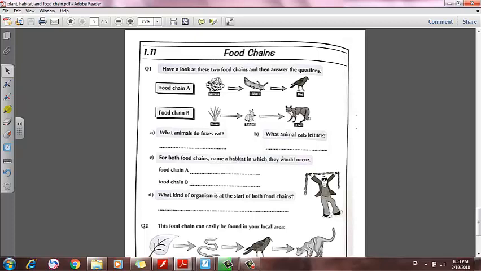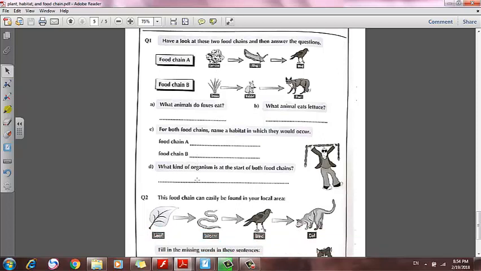For both food chains, name a habitat in which they would occur. We must write the name of the habitat at which we can find food chain A and food chain B. Food chain A, we can find it in the tree. Lettuce can grow by the tree, and slug can live in the tree, and bird can be there. Food chain B, grass, rabbit, and fox, we can find it in the forest, as the fox lives in the forest. What kind of organism is the start of both food chains? Plant. We start both food chains with a plant.